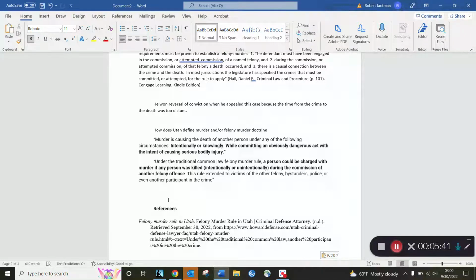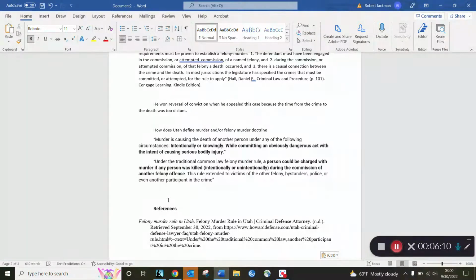So how does Utah define murder and or felony murder doctrine? This was the last part of the assignment. So I just pulled up a couple websites. It says for Utah, murder, quote, murder is causing the death of another person under any of the following circumstances: intentionally or knowingly, while committing an obviously dangerous act with the intent of causing serious bodily injury, end quote.